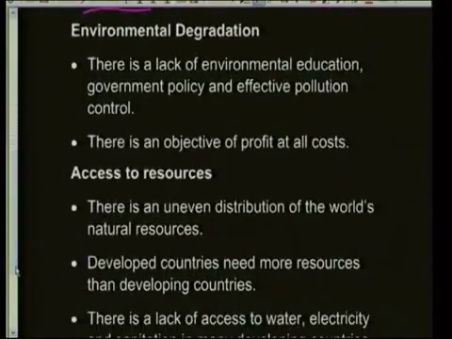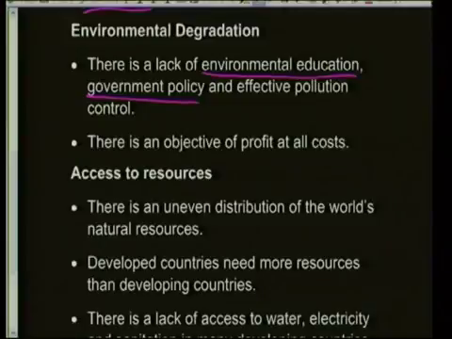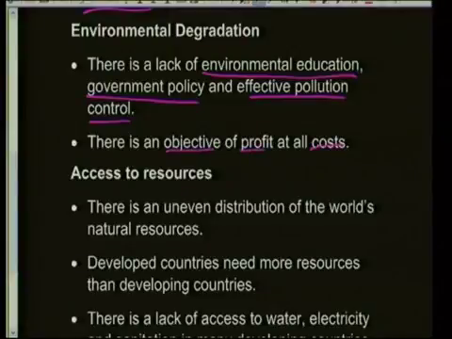Environmental degradation. There is a lack of environmental education. It's only been for the last 20 years that the world has stood up and said we actually need to do something about the sustainability of the world, educating people on how to effectively manage the world and its resources. There's very little government policy and effective pollution control that has been put in place to try and start saving our world. There's an objective of profit at all costs, which means basically let's use the resources, let's get rid of everything that we have because money is the most important thing.